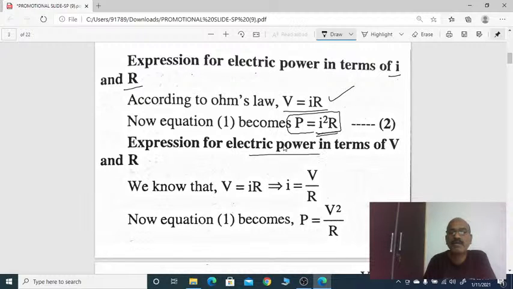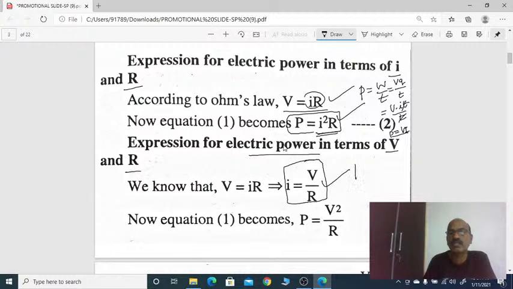So electric power in terms of V and R, potential and resistance: we know that I equal to V by R. Power equals work done by time. Work done equals V into Q, so power is V into Q by T, and Q is IT, so V into IT by T. T cancels, so you get power equal to V into I. Substitute V equal to IR, you will get I square R. From I equal to V by R, substituting, we will get V square by R. So power formulas we all know: W by T, that is V into I, that is P equal to I square R, that is equal to V square by R.